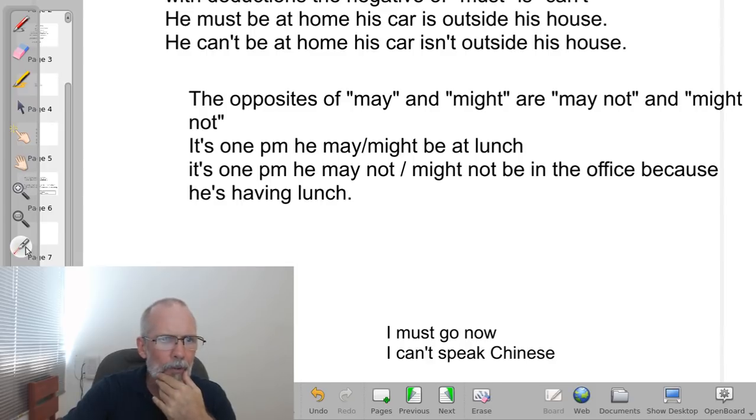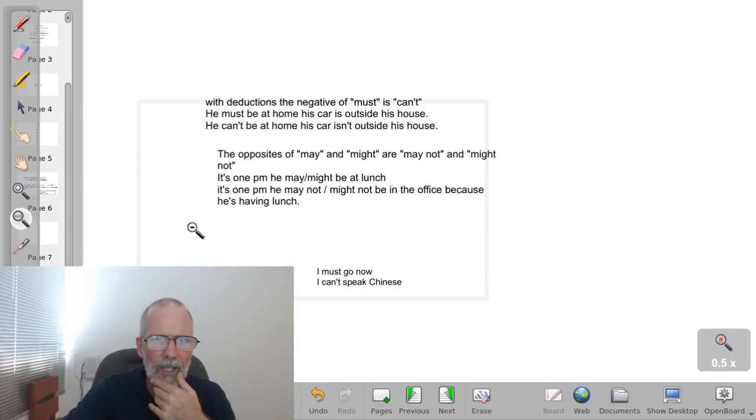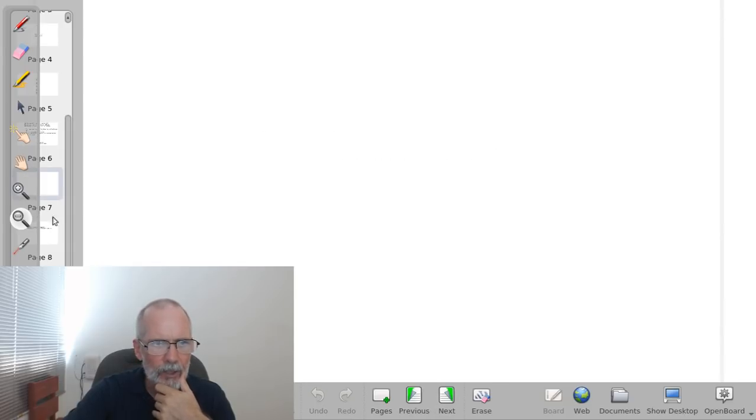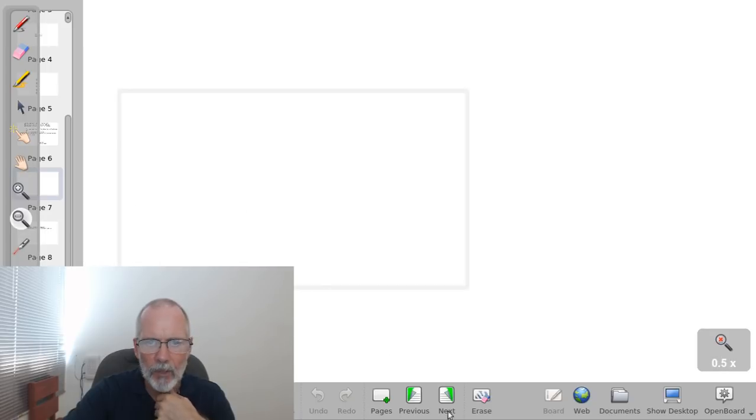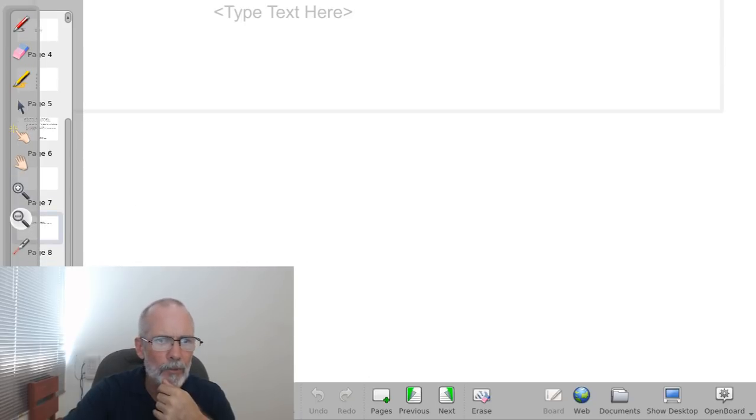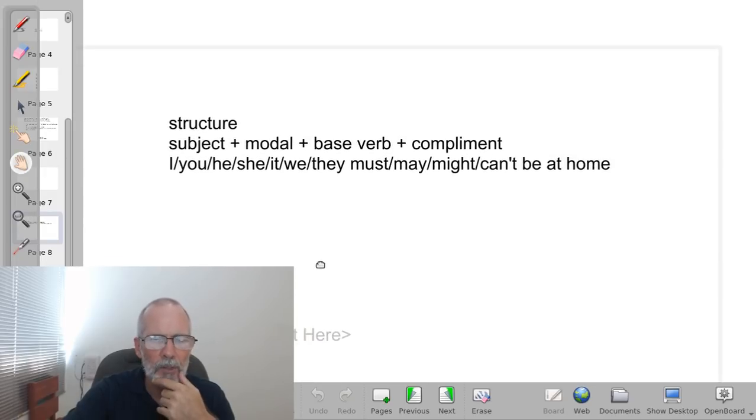Good. I don't think I had anything else on this screen. I had some more information that I seem to have lost. Let's go to the next page. That page, for some strange reason, is empty. Let's go to the next page. That page too appears to be empty. I think I've added, here was the one I was looking for.